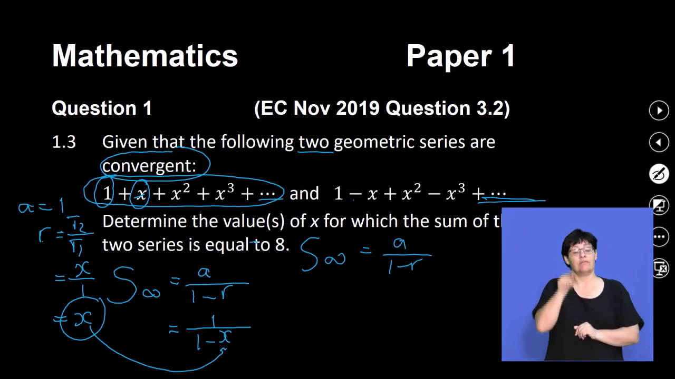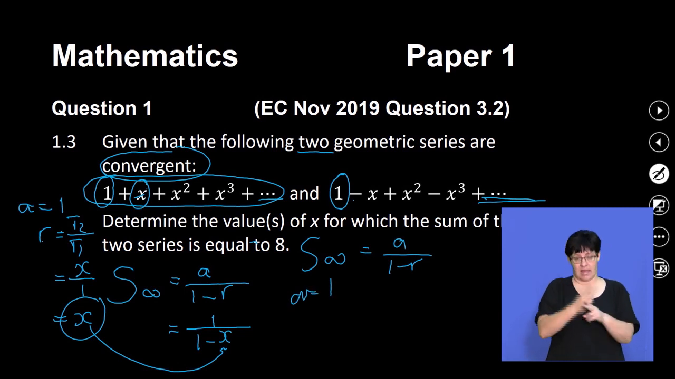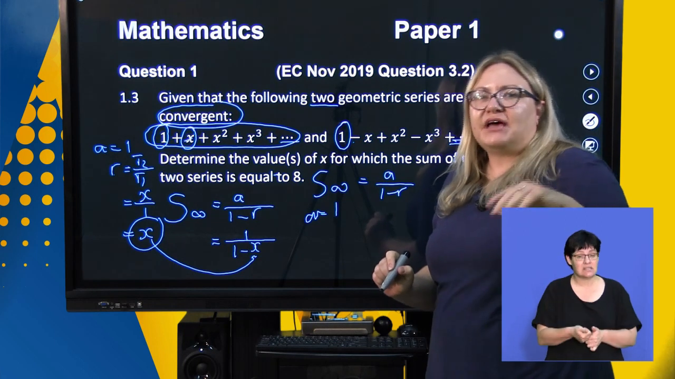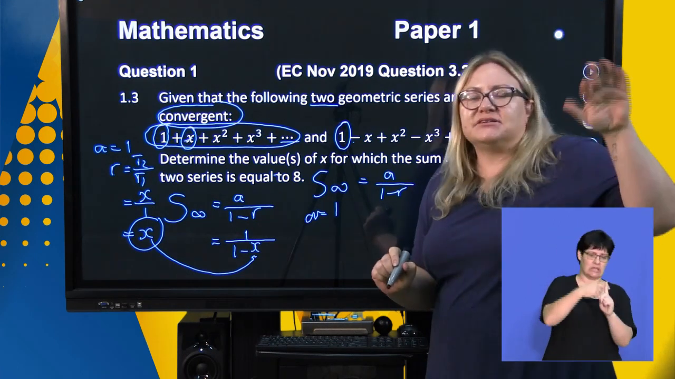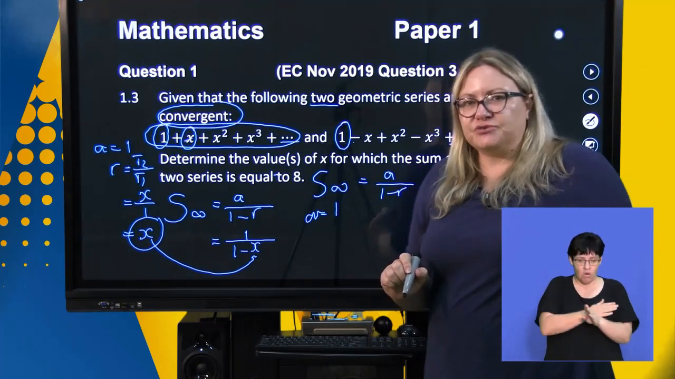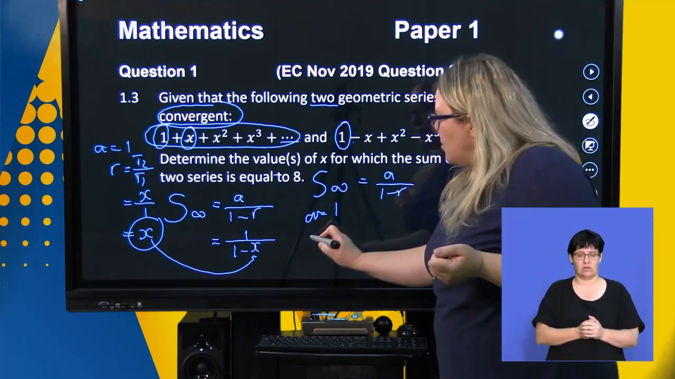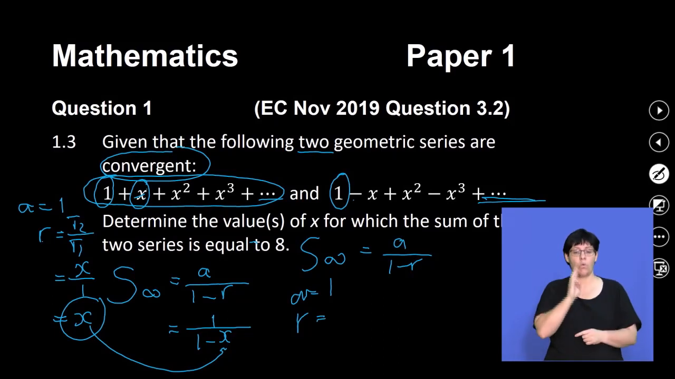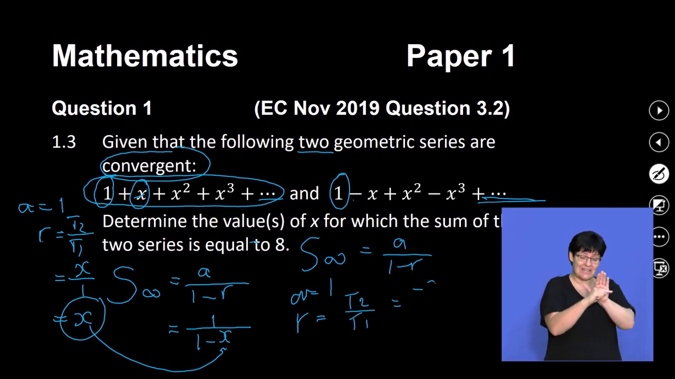Okay, so for this series, a is equal to 1 again. Now we have to be a little bit careful. This is a series that goes positive, then negative, then positive, then negative. So it's going up and down before converging to a certain value. So our ratio is actually going to be negative here. So we're going to do term 2 over term 1, and that is negative x.